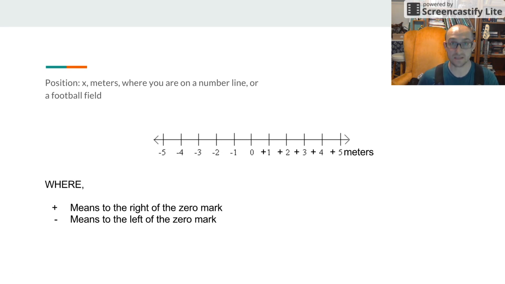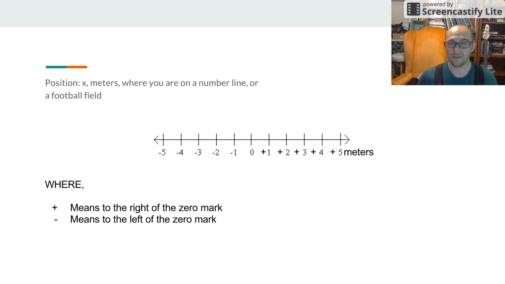Now, in physics class, we'll always have a positive or a negative in front of a number. Always. Because the positive and negative tell us things. For position, the positive means that it's to the right of 0, and negative means to the left of 0.